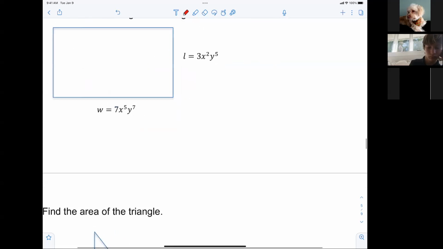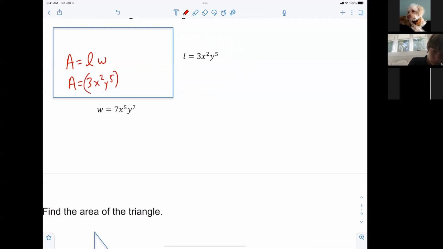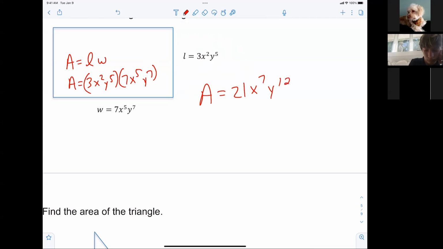How do I find the area? Area is what? Length times width. So area is equal to 3x squared y to the fifth times 7x to the fifth y to the seventh. So the area is, someone tell me, 21x to the seventh y to the 12th.